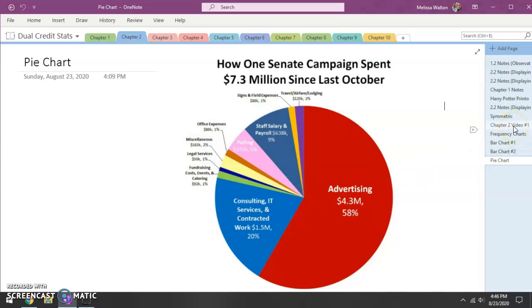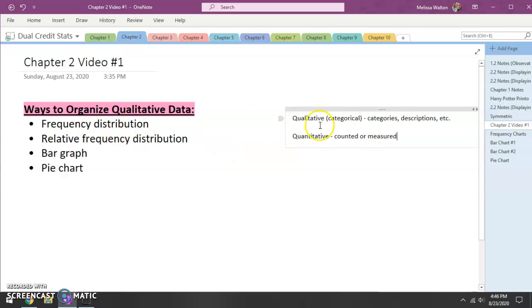So, real quick reminders. We're talking about qualitative data here. This is not calculated or counted or measured or anything. We're just dealing with different categories. Then we can do a frequency distribution and a relative frequency distribution. Remember that relative just means that you're calculating a percent. And then finally, bar graphs and pie charts.